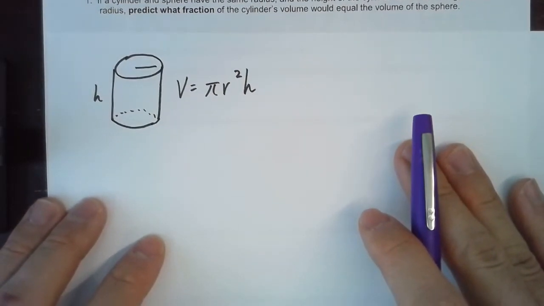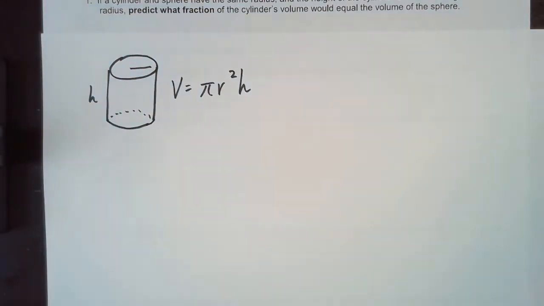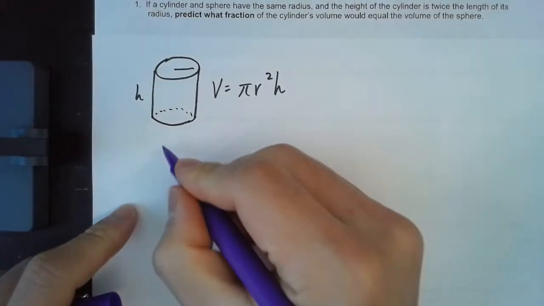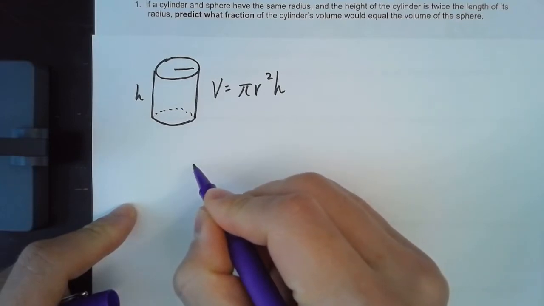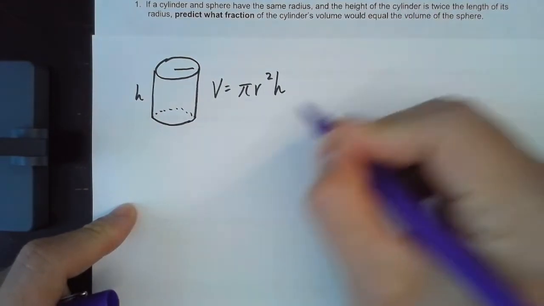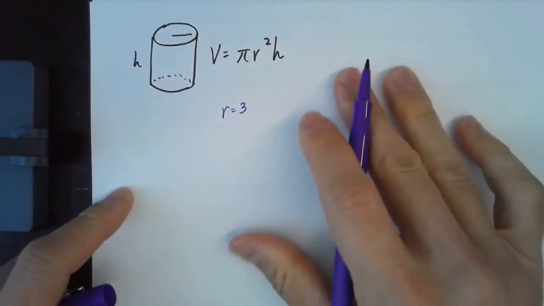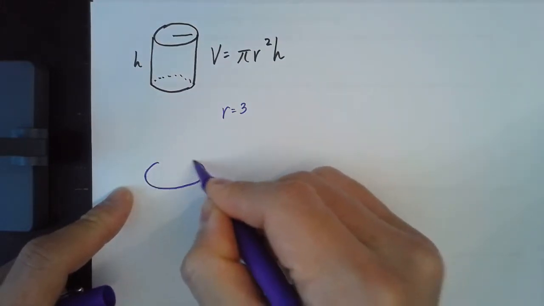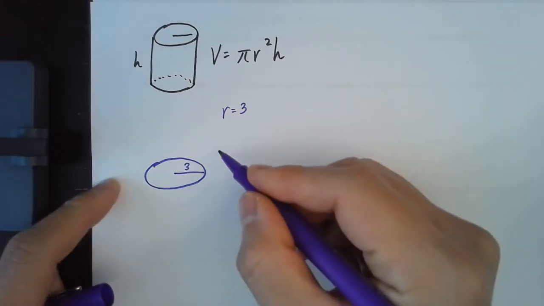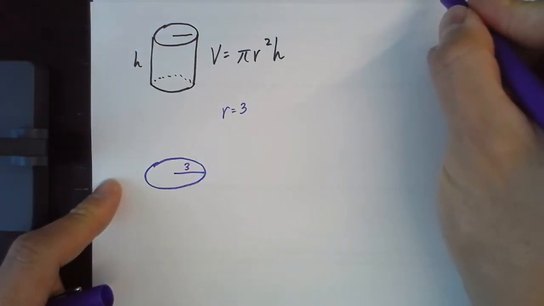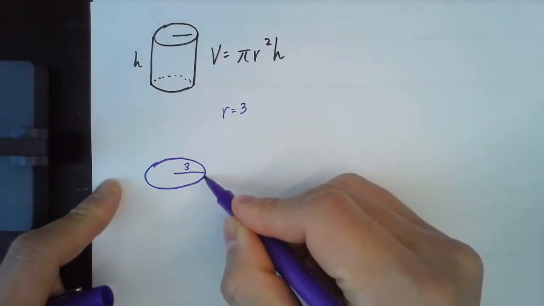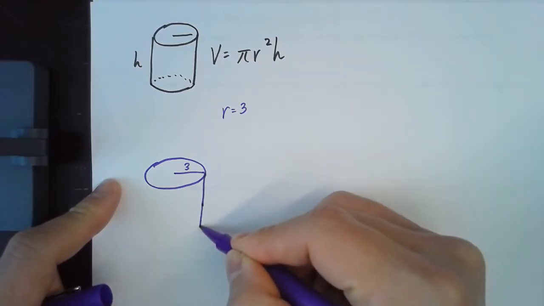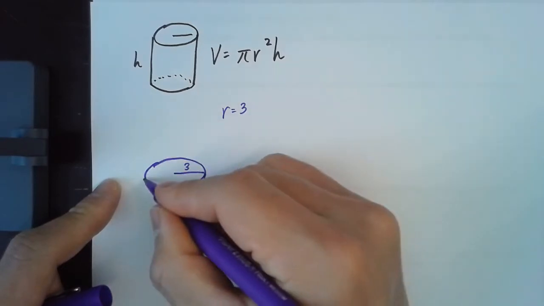So the question really is asking, how much of the volume of the cylinder would be taken up if the cylinder had a height that was twice the radius? So let's just use an example. Let's say r is equal to 3. Let's say we had a cylinder that looked like this with an r of 3, and the height of the cylinder is twice the length of its radius. I'm going to try my best to make this semi-accurate. Now that's going to be our cylinder.